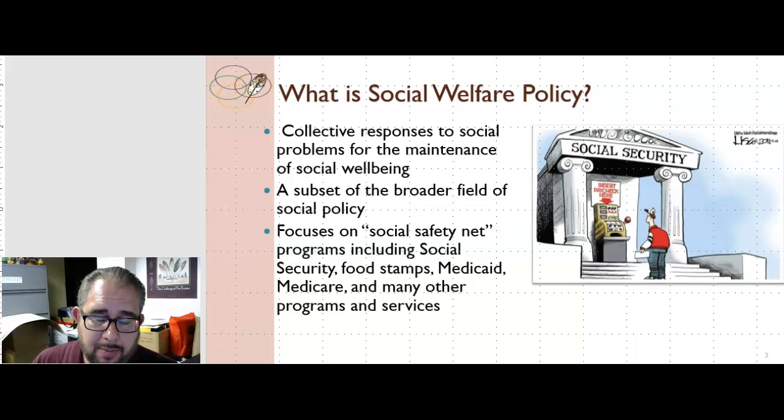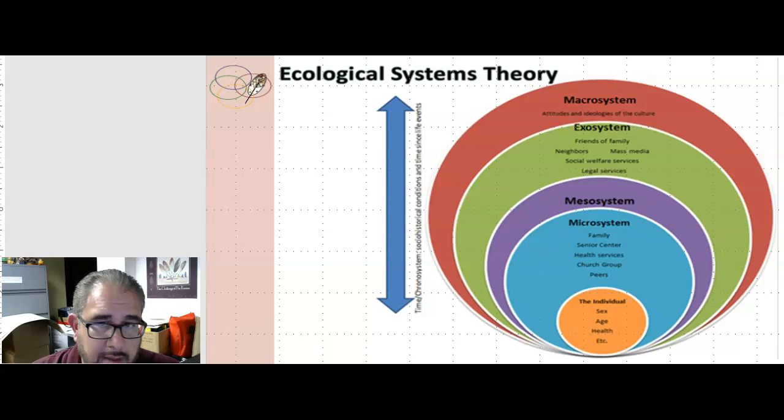But it's going to take well-informed social workers to be at the table to advocate for a robust social safety net, and one that makes sense as well. And one of the most important or prime theories in social work is the ecological systems theory. And so this is a diagram of that.